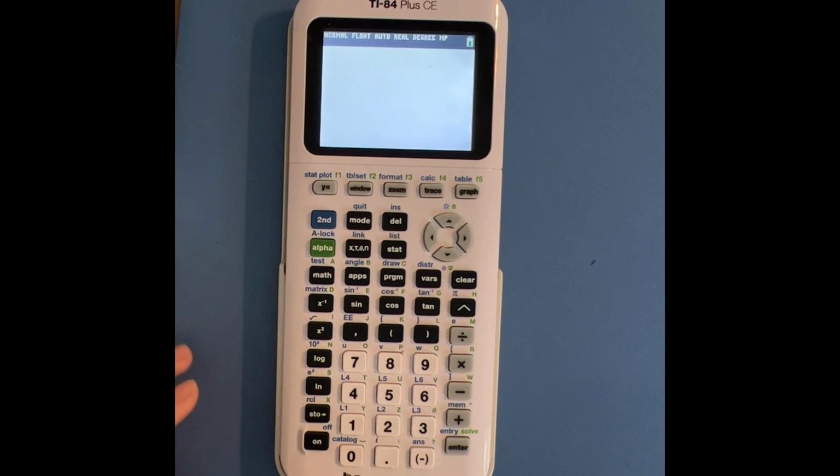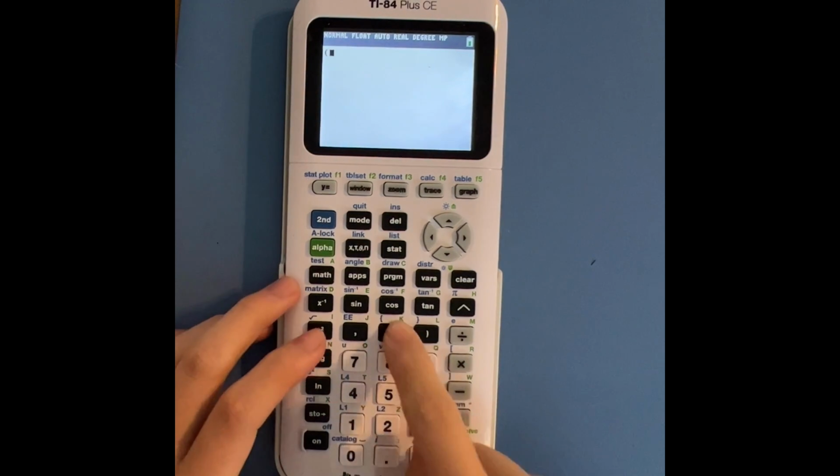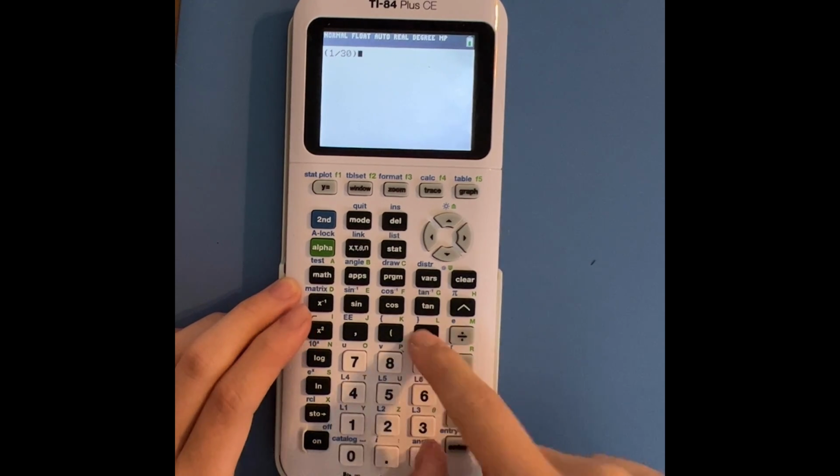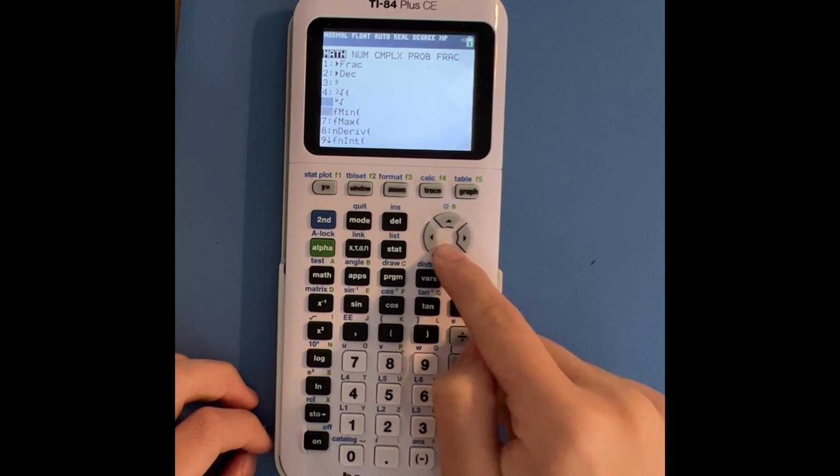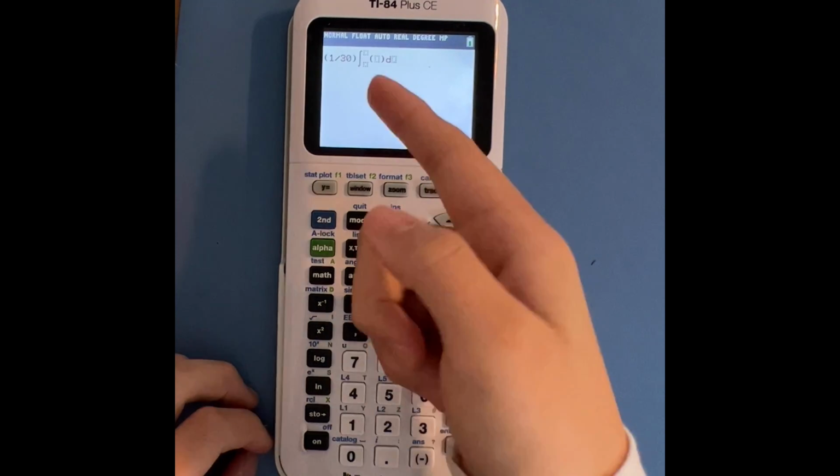So I have a demonstration here on how to input the integral. First we have the 1 over 30, which I'll just put in parentheses. And then for the actual integral, you want to go to math, scroll down to number 9, hit enter, and now you have your integral.